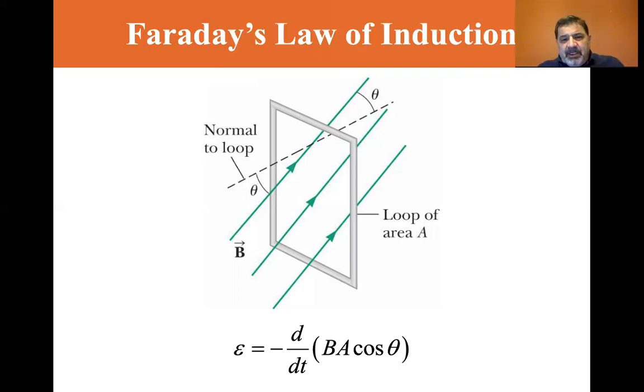If the area changes, if you can somehow change the area, you'll get an EMF. If you change the angle, if theta can change, such as if it's rotating, then you'll get an EMF. You'll induce a current in the loop.